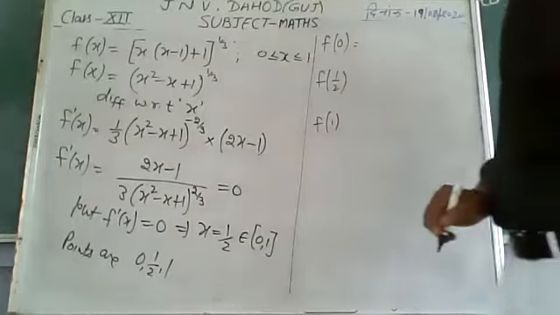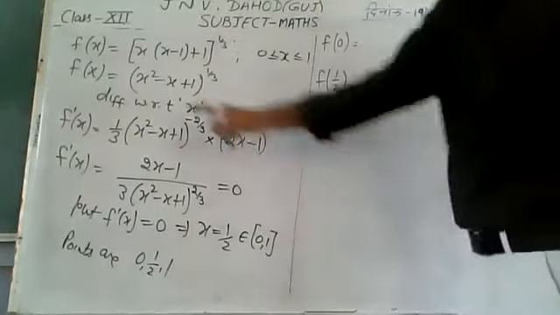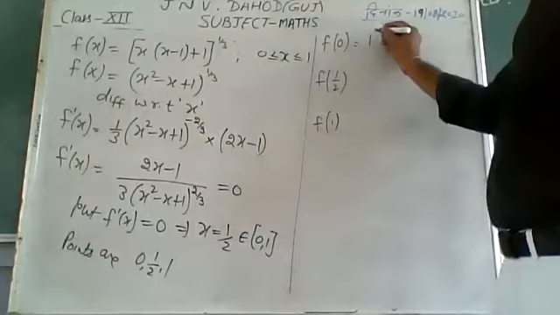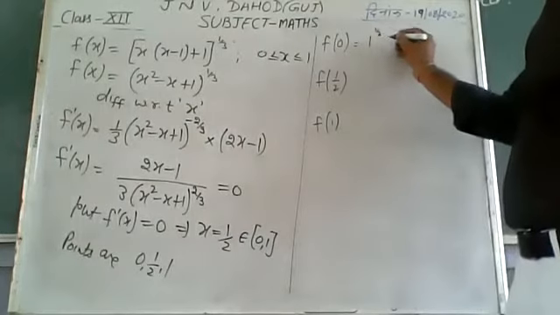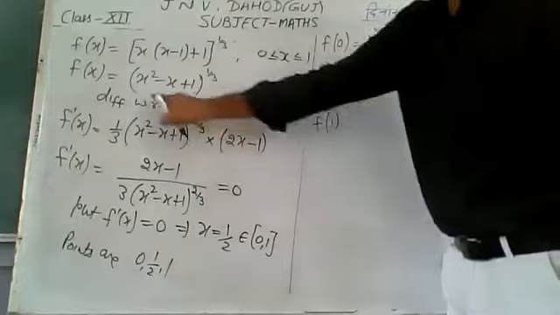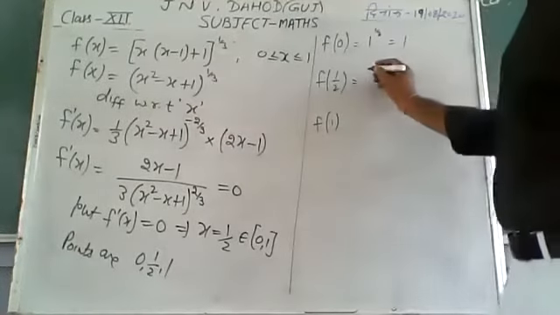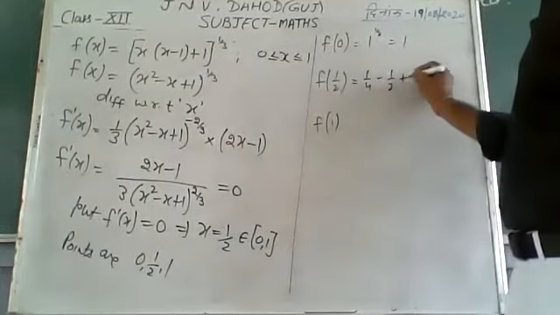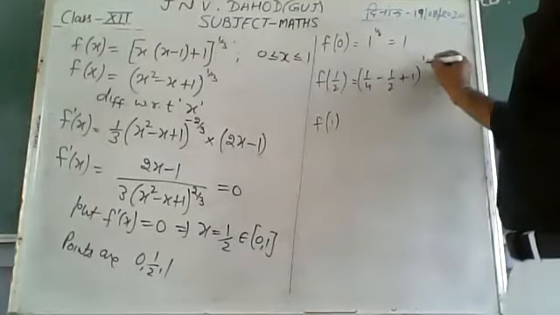At 0, put up the value of x. So 0 minus 0 plus 1, it's 1 power 1 by 3, or 1 की power अपने पास 1 by 3 और it will be 1. Put half, 1 by 2 तो 1 by 2 का square 1 by 4 minus 1 by 2 and plus 1, it's power 1 by 3.